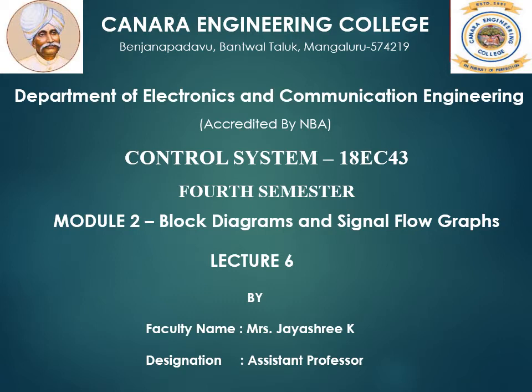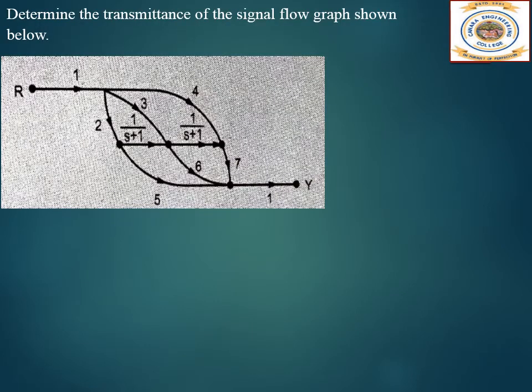So we'll work out some more numericals on signal flow graphs of finding the transfer function using the Mason's gain formula. So the question here is determine the transmittance of the signal flow graph shown below. So this is nothing but finding the transfer function using the Mason's gain formula. So let us first start.